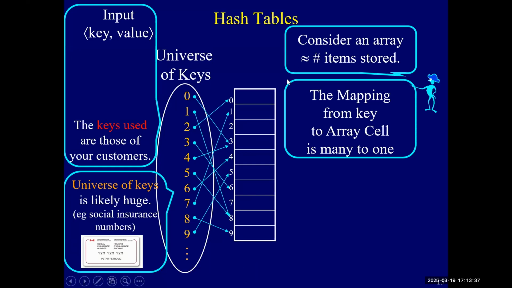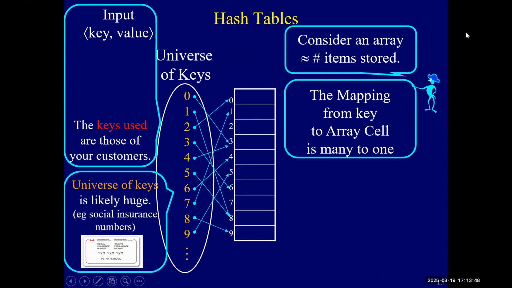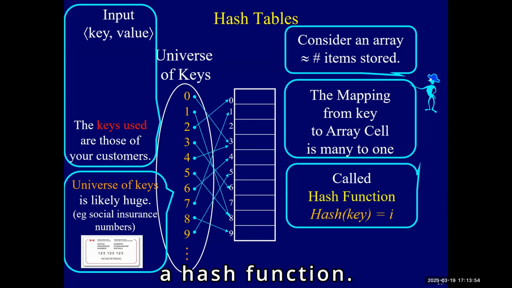And if the array is twice as big, then that's where I say we have half as many balls. We throw half as many balls into these bins, right? Everybody kind of get what we're doing? All right. So it's called a hash function. You give me a key, it tells me where to store it, right?